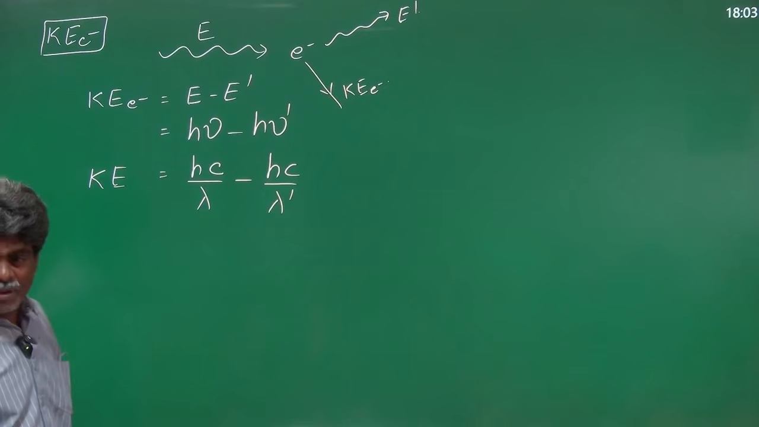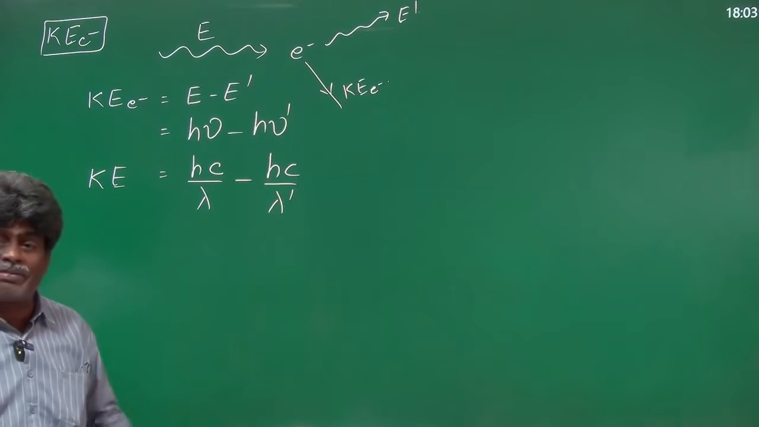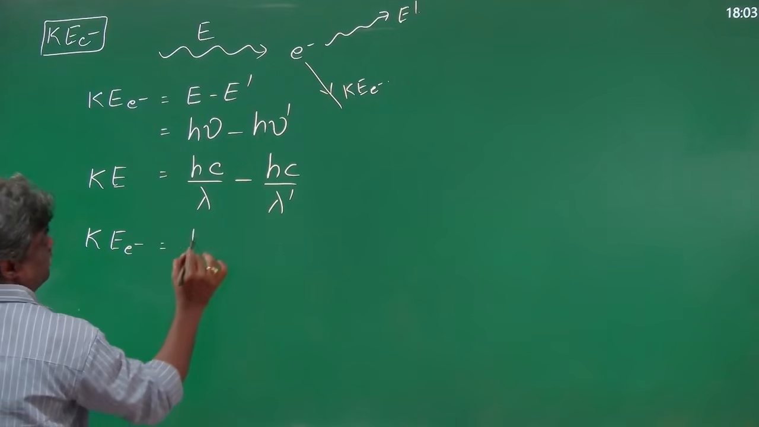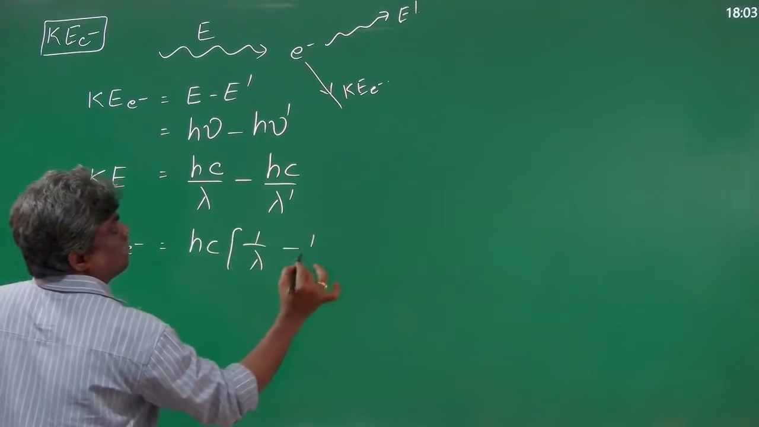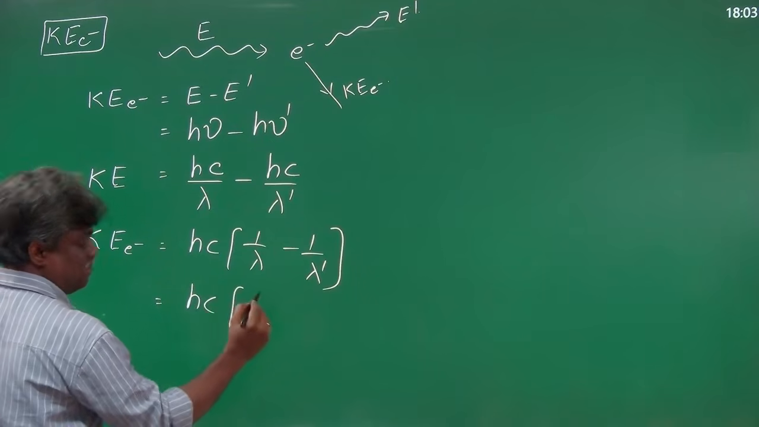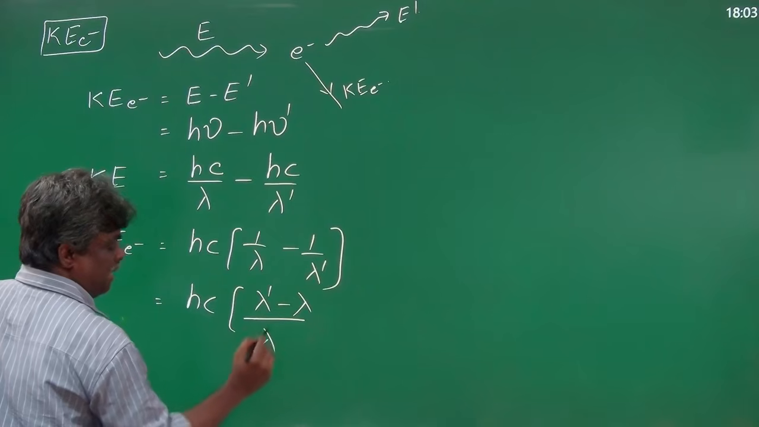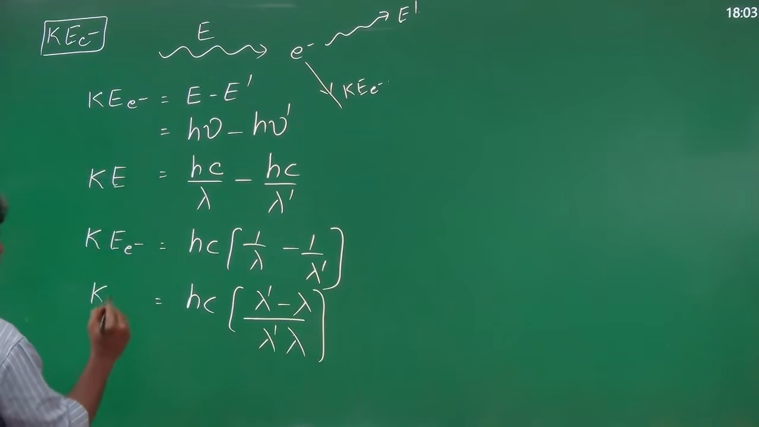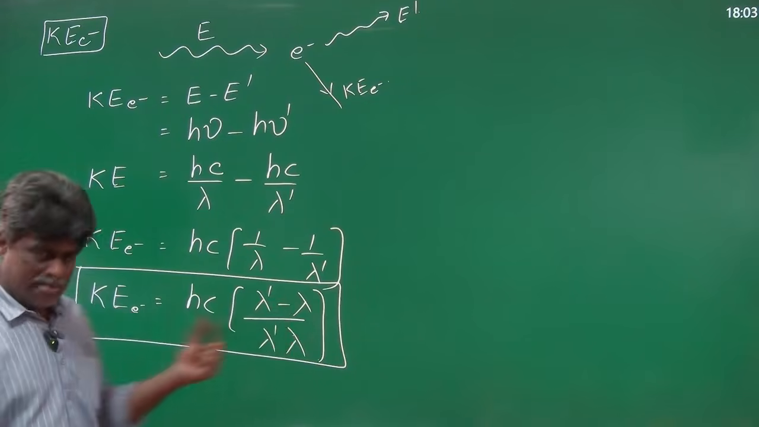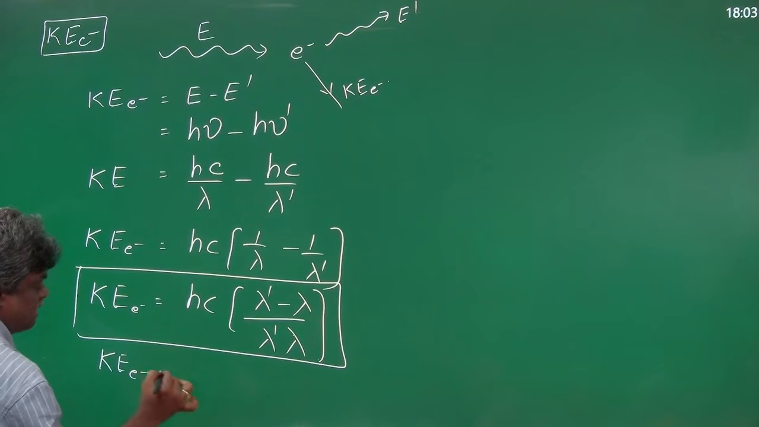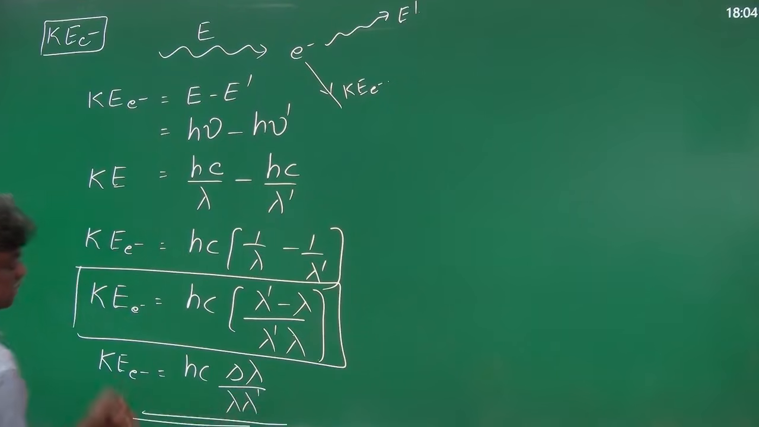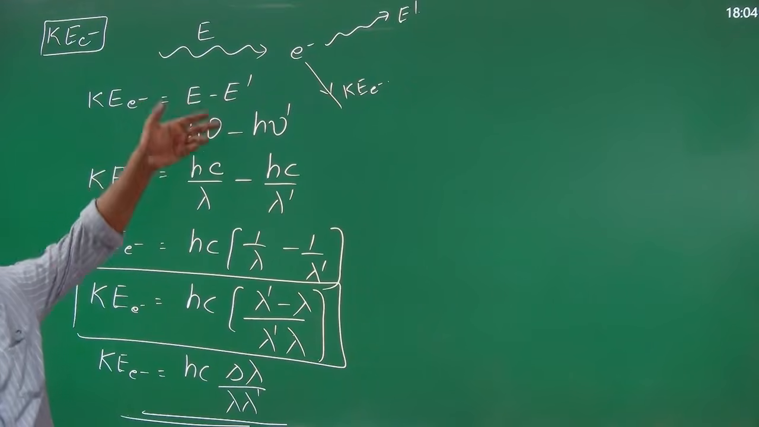So this is also another formula for kinetic energy of electron in terms of lambda. Kinetic energy of electron is, wait, this was the previous question, hc into 1 by lambda minus 1 by lambda prime. Now hc into, take the LCM, lambda prime minus lambda by lambda lambda prime, so this is the kinetic energy of electron. So we can say this is the delta lambda. So we can write like this also, kinetic energy of electron is hc into delta lambda by lambda into lambda prime, something like this. So this is the kinetic energy in terms of lambda.